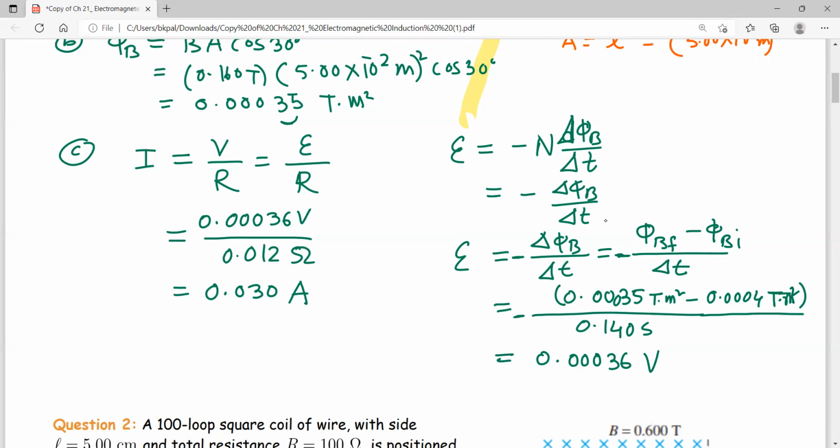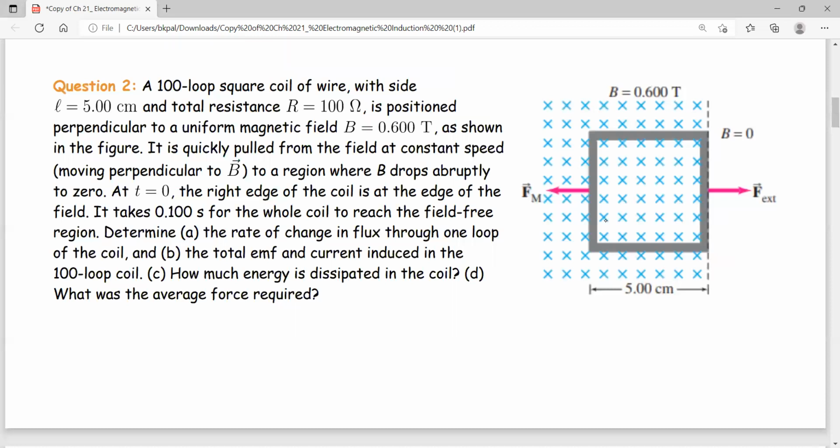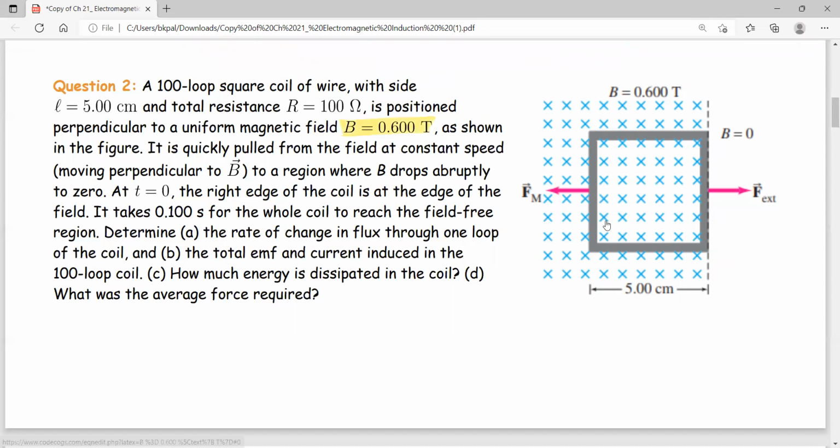Okay, all right, next. So here on the right hand side, we are given a diagram, and the cross sign tells us that we have a magnetic field whose magnitude is 0.0600 Tesla, and the direction of this magnetic field is into the screen or into the page in your textbook.